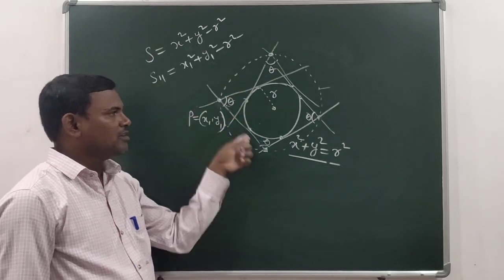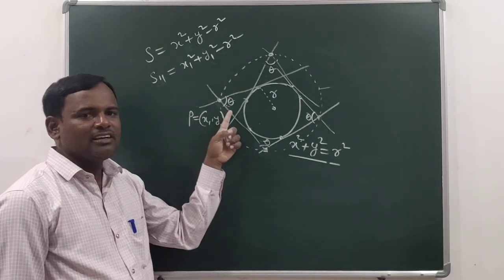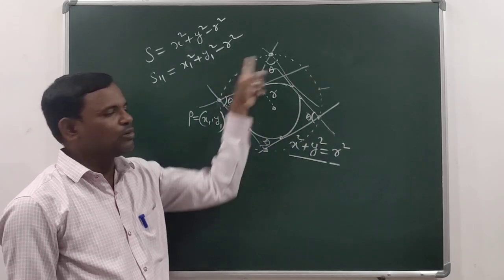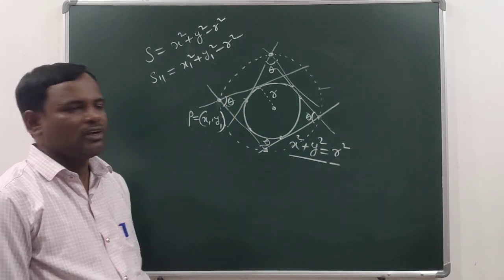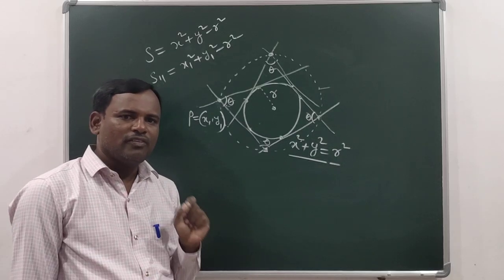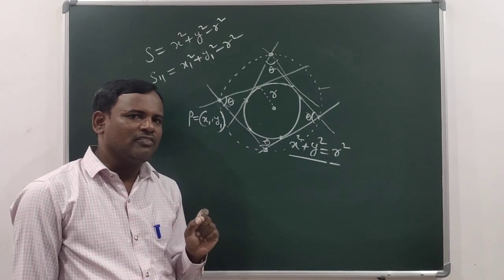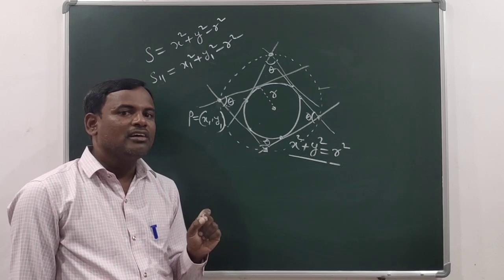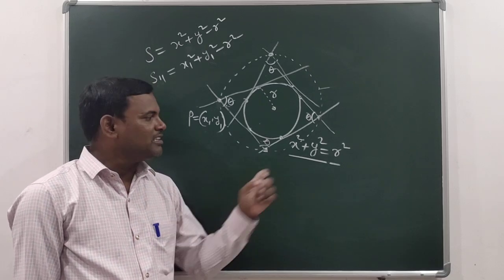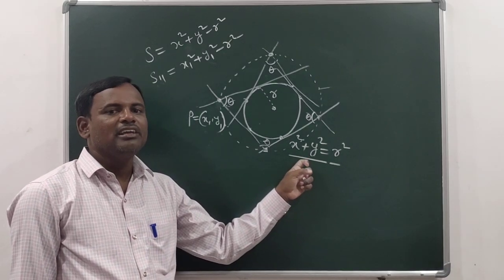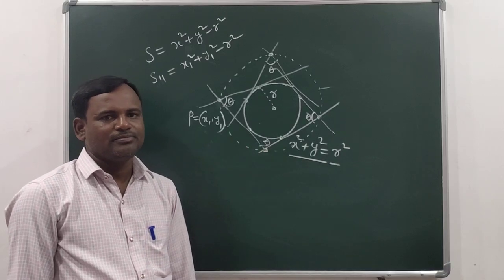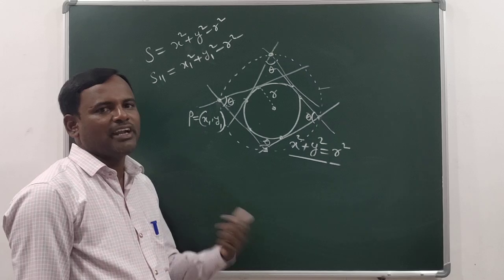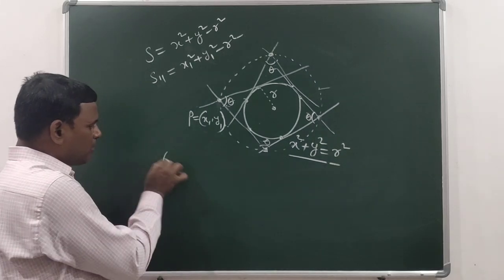How these tangents are inclined, which are inclined at an angle theta. So find this locus equation. Have you understood this question? Find the equation of locus of a point where the angle between the tangents drawn to this circle is theta. So even this question's answer we get by the previous formula only.